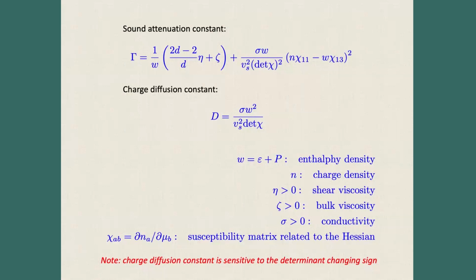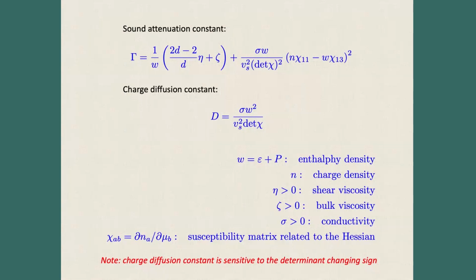So let's look at the sound attenuation constant. This part involves the shear viscosity and bulk viscosity, and this is very well known. W here is the enthalpy, so this is epsilon plus P, the energy density plus pressure. And I draw your attention to this other part, which only exists when you have non-zero density of conserved charge. So it is proportional to sigma. Sigma is the conductivity of the system.